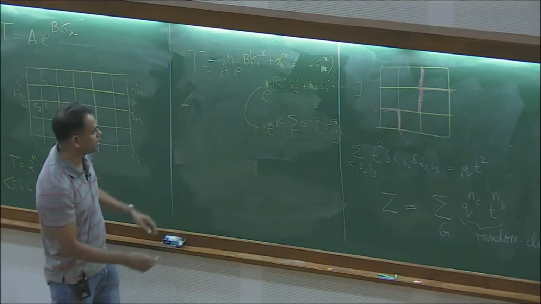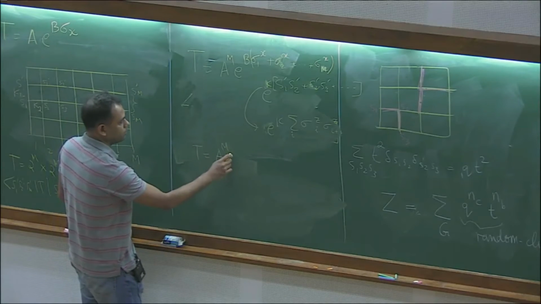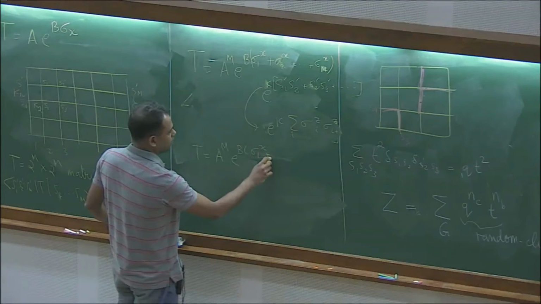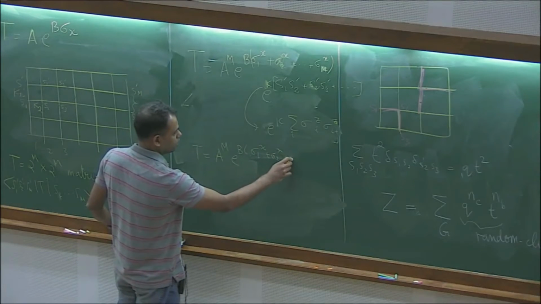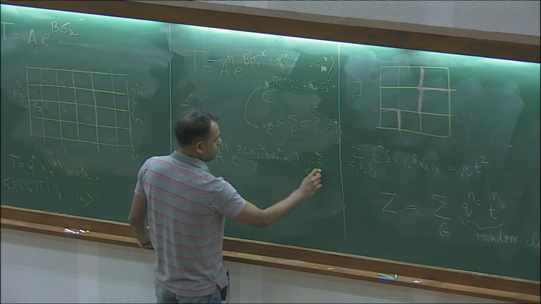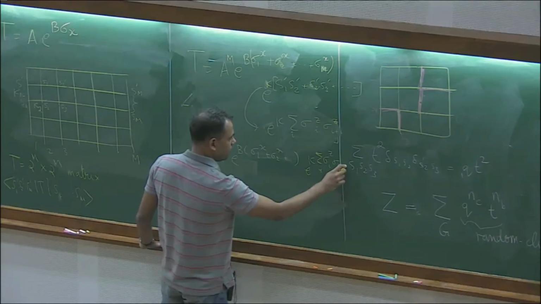So my transfer matrix becomes A times e to the power m, e to the power b times sigma 1x plus sigma 2x plus so on, into e to the power k times. Does this look similar? Have you seen this before?